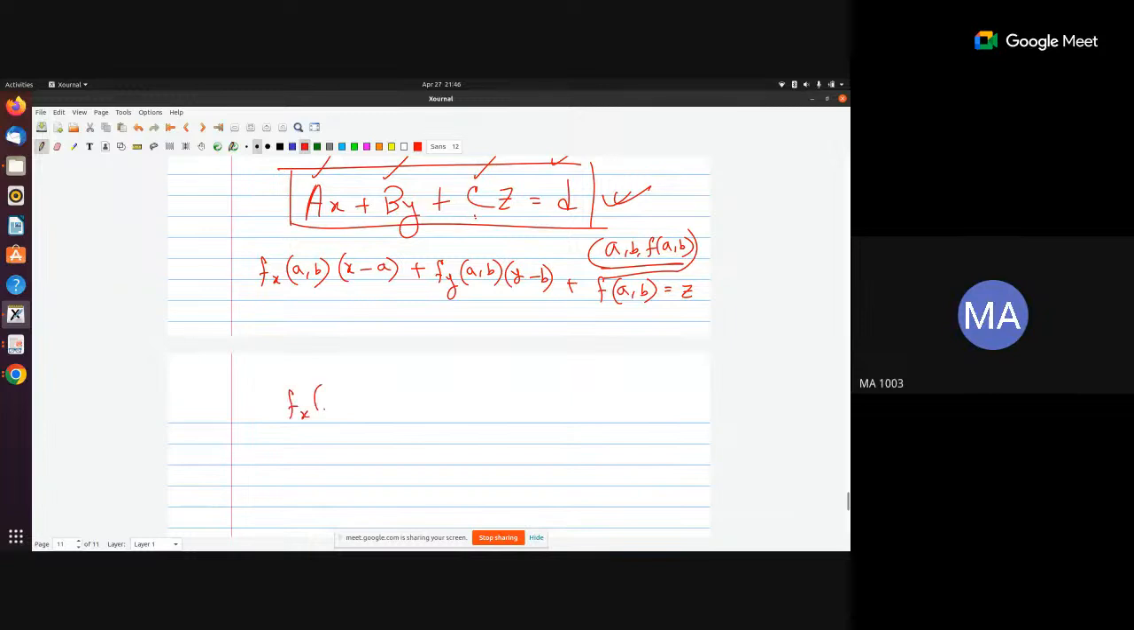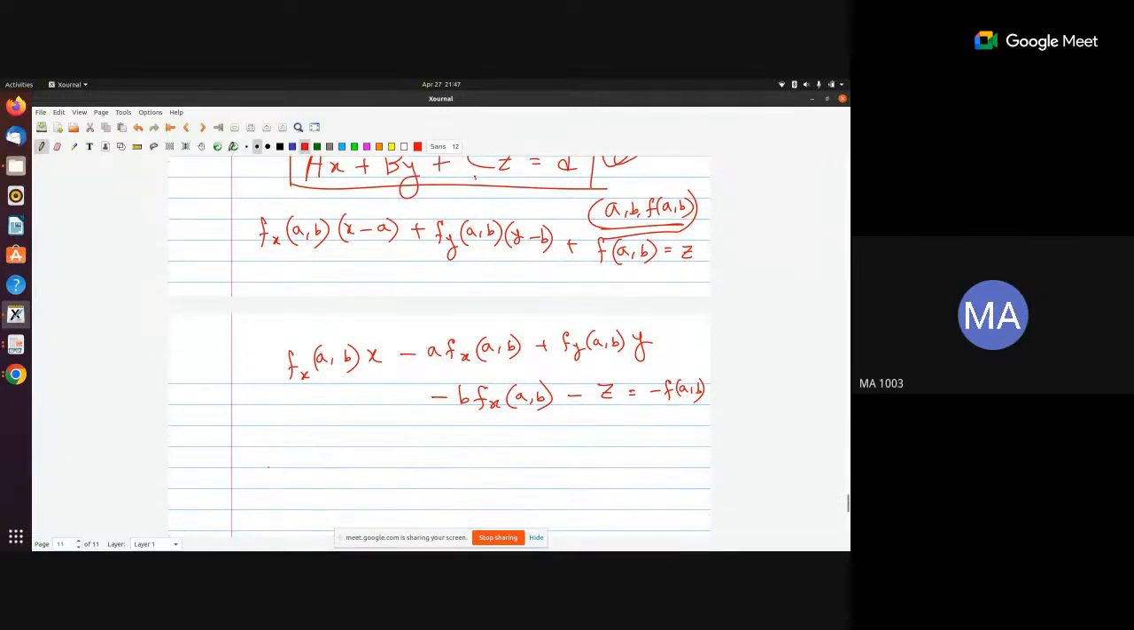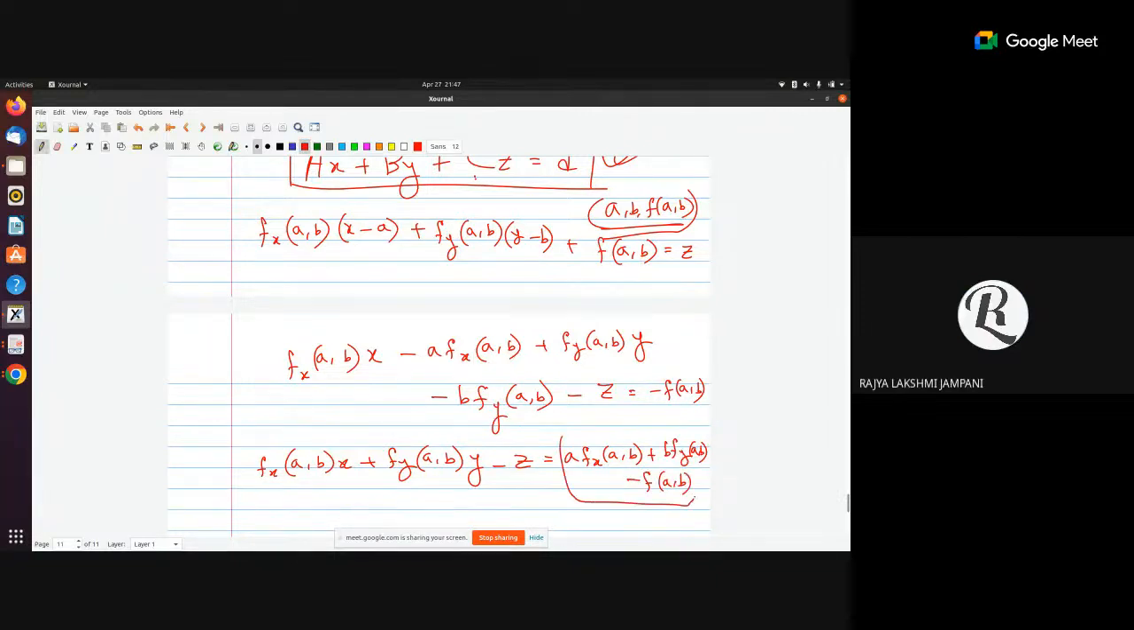So what is the coefficient of x? It is only fx(a, b), because the other portion is a constant. Then fy(a, b) times y, and the other portion goes to a constant. And minus z. Minus f(a, b), let me write it like this. I'm doing nothing special, I'm just rearranging these terms all together: a fx(a, b) plus b fy(a, b) minus f(a, b). This is the constant term.